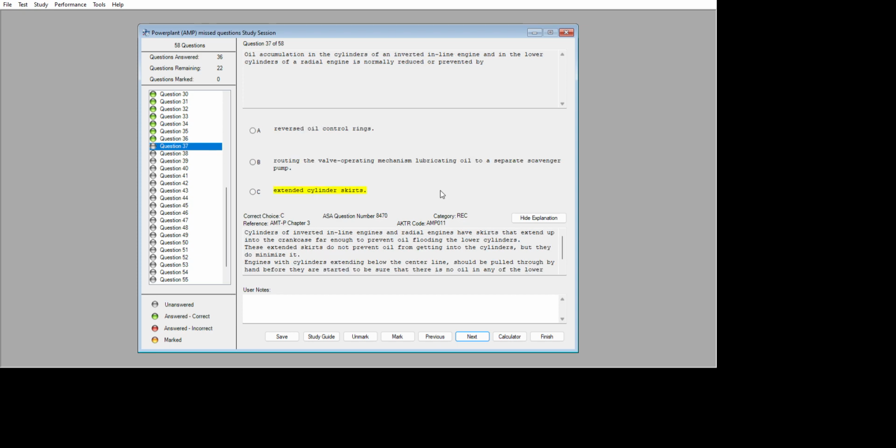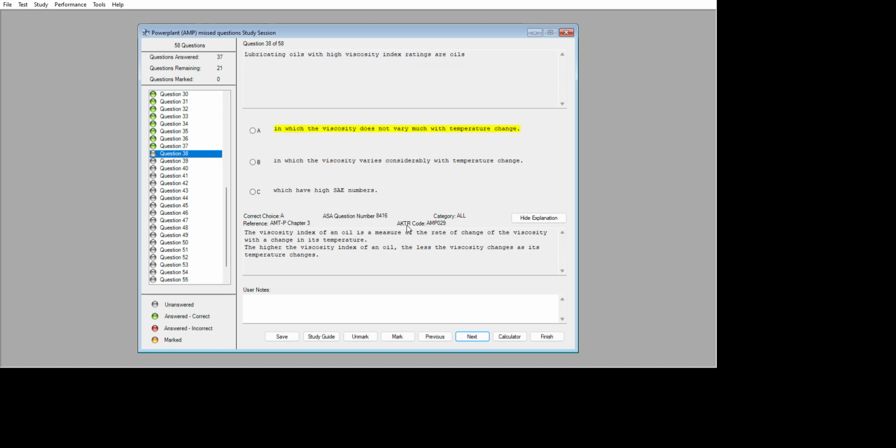Oil accumulation in the cylinder of an inverted inline engine and in the lower cylinders of a radial engine is normally reduced or prevented by extended cylinder skirts.